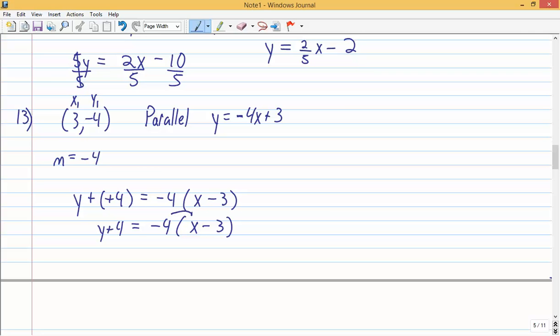So distribute your negative 4, and you get y plus 4 equals negative 4x plus 12. Now move the plus 4 over, subtract 4 from both sides, and you get y equals negative 4x plus 8. That's the answer you're looking for.